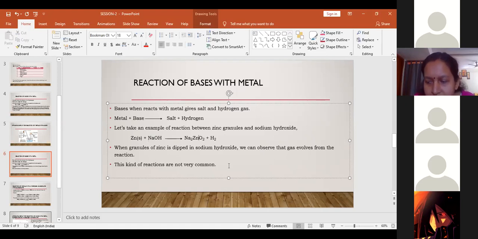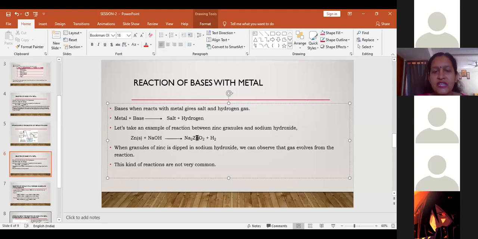Ma'am, can I try? Yes, Jyotsna, you can try. Ma'am, maybe because NaOH does not react with many metals. Yes. Most bases don't react with metals because whichever element is there in front of OH is generally more reactive than the metal. When it is reactive, the displacement reaction can't take place.